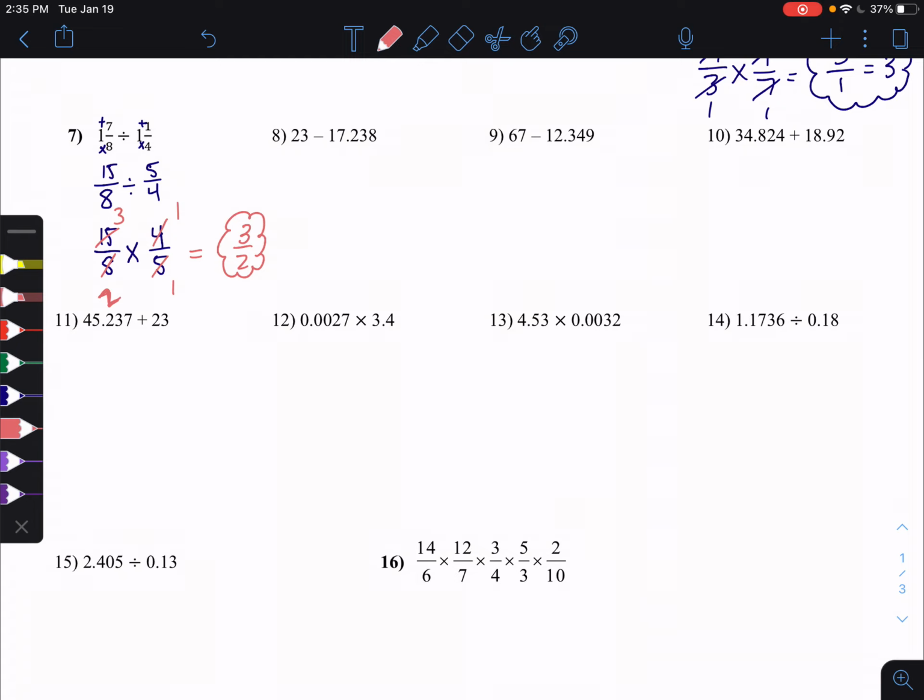Number 8 starts our decimals. So I'm going to do 23 minus 17.238. So 23.000 minus 17.238. I'm going to be doing some borrowing. So I borrow from the 3, then I borrow from the 10, then I borrow from the 10 again, and make the end a 10. 10 minus 8 is 2, 9 minus 3 is 6, 9 minus 2 is 7. And then I borrow from the 2, so 12 minus 7 is 5. 5.762.